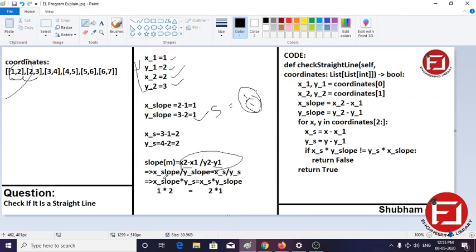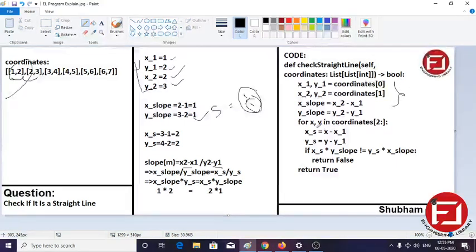So we are modifying the formula, and by cross multiplying we obtain this formula, and we will do multiplication, because division by 0 is not acceptable. I will show the error also. So now, these 4 lines we have executed.